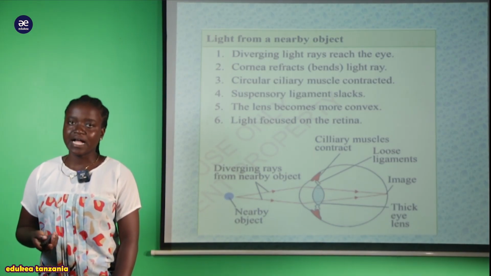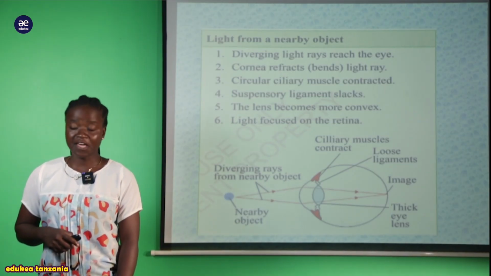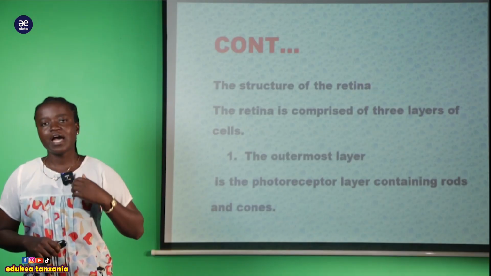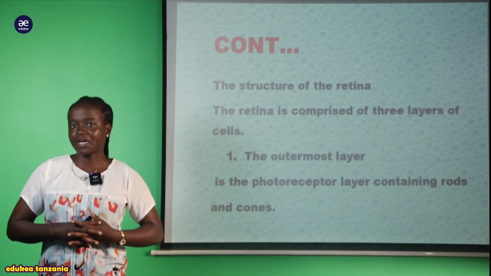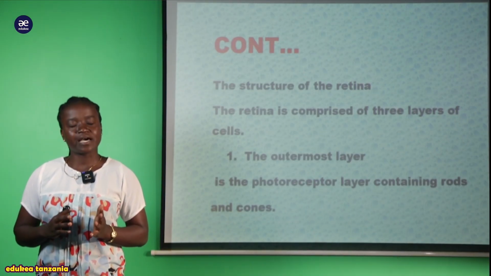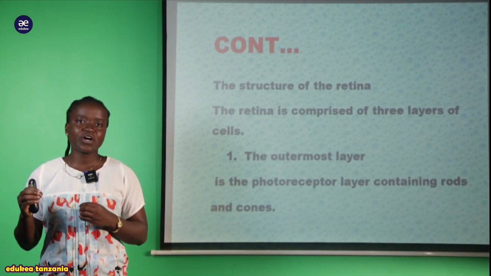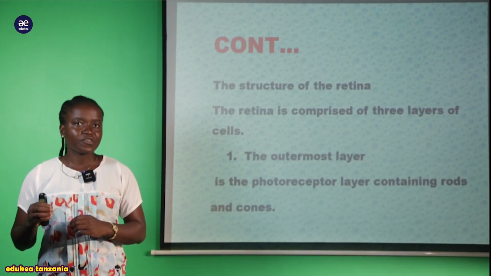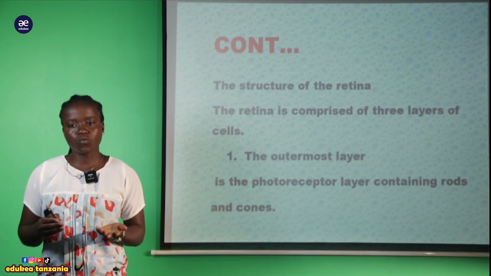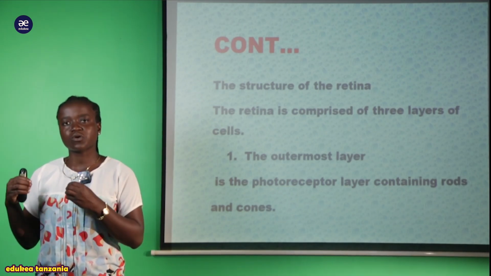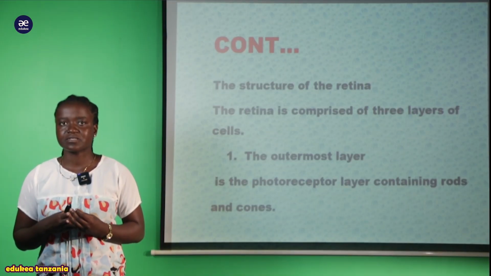But here, my students, I have to introduce to you another thing, that is the structure of the retina. We have to see the structure of the retina. We have seen that the retina is found within the eyes. It is where the objects are viewed first. So what is this retina? What special characteristics or what special content does this retina possess?